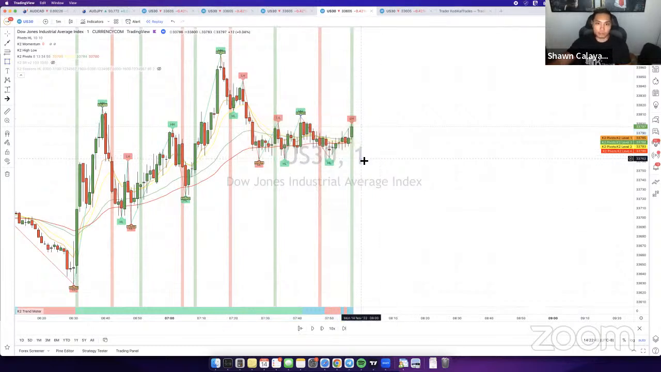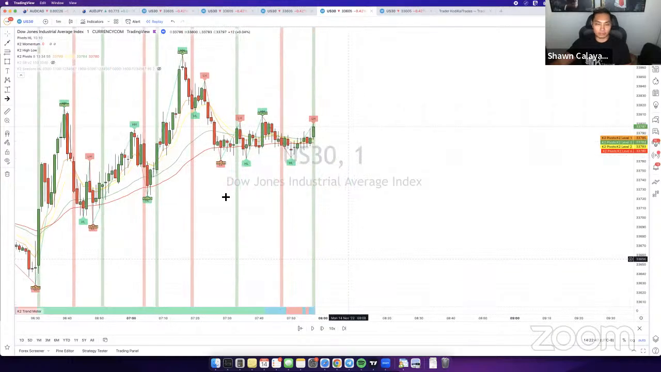And then also there's just no trend. Like the pivots aren't angling. The trend meter is blue. It's just not a good entry.